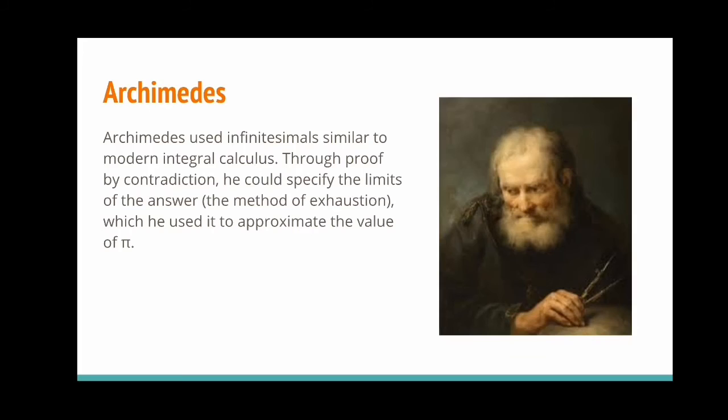Another important mathematician for the development of calculus is Archimedes. He used infinitesimals similar to modern integral calculus. Through proof by contradiction, you could specify the limits of the answer. It is also called the method of exhaustion. He used it to approximate the value of pi.